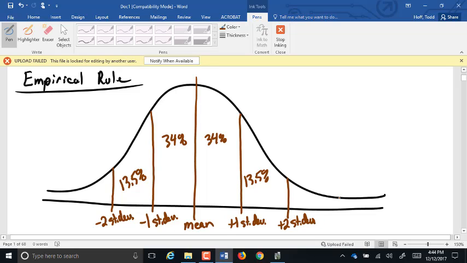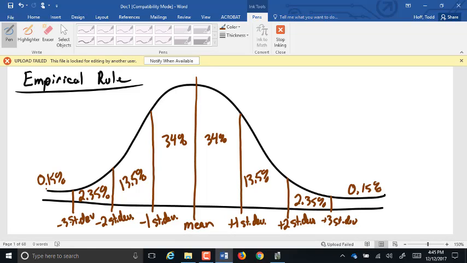And then between there and the next step is 2.35%. So that's minus 2 standard deviations, or minus 3 standard deviations, to plus 3 standard deviations. And outside of that range is 0.15% on each end. These percents are constants. What changes are the mean and the standard deviation for the data set.